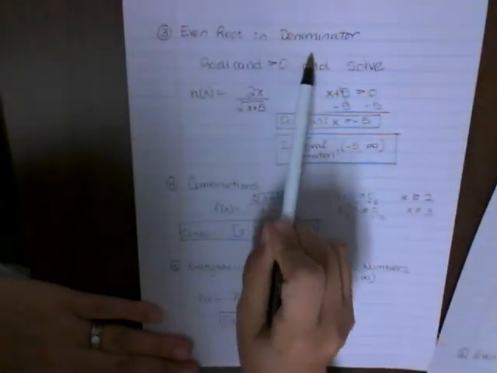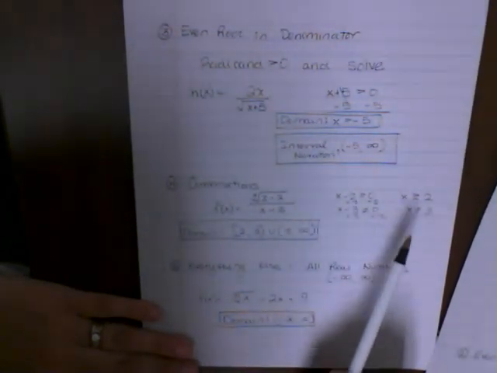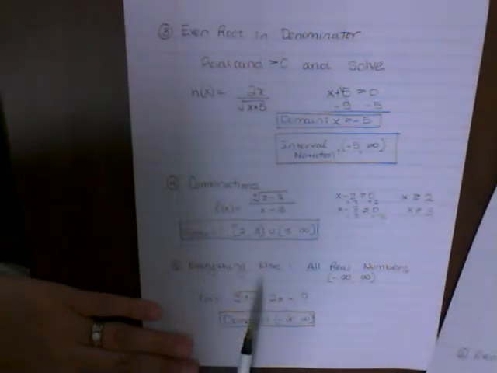It's also possible that we can have a combination of an even root in a denominator or have them separate and have to deal with both cases. But everything else, if there's no even roots, there's no denominators, then there are no numbers we need to exclude, and our domain is all real numbers.